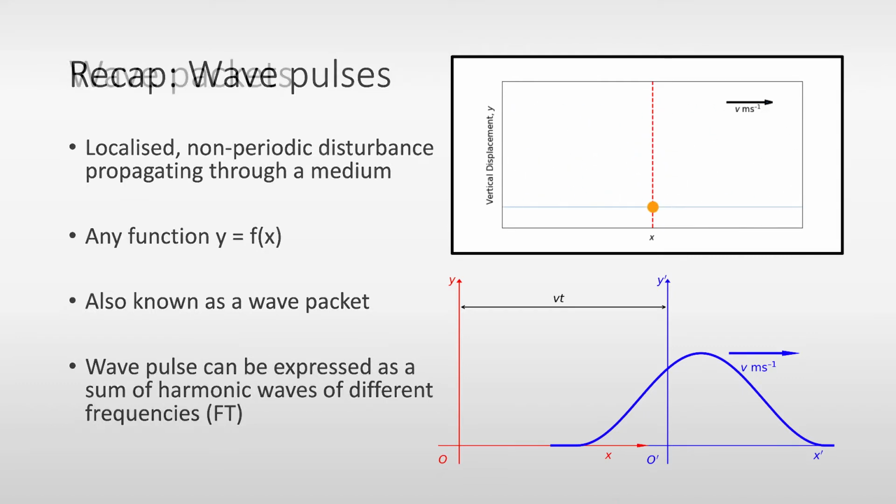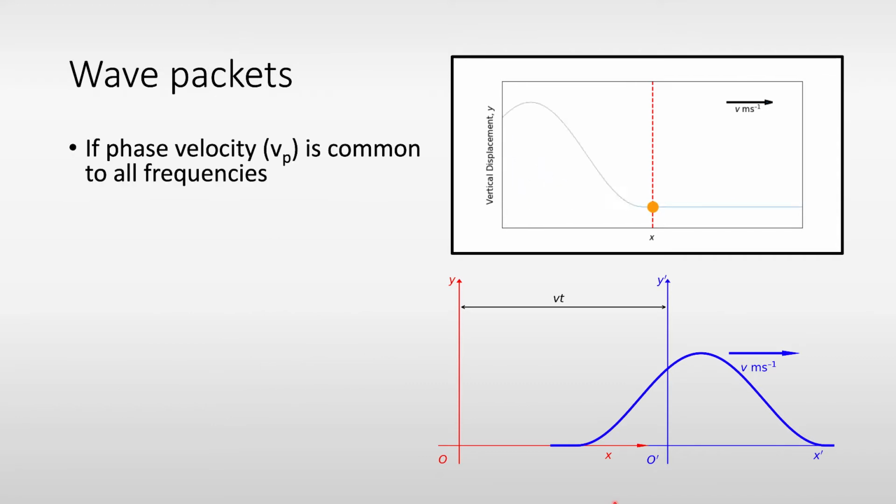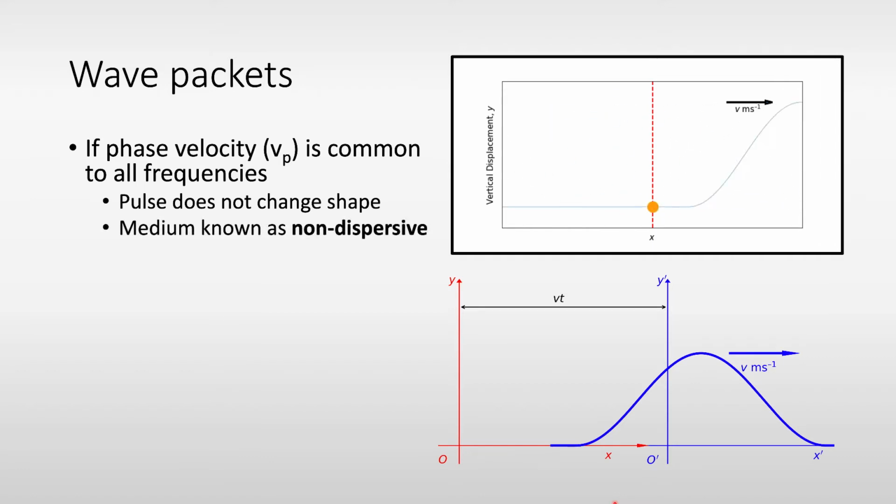to create that wave packet. Okay, so we said that if a phase velocity is common to all frequencies, that means every frequency within that wave packet moves at the same velocity. That means that the pulse doesn't change shape. And we call this a non-dispersive medium.